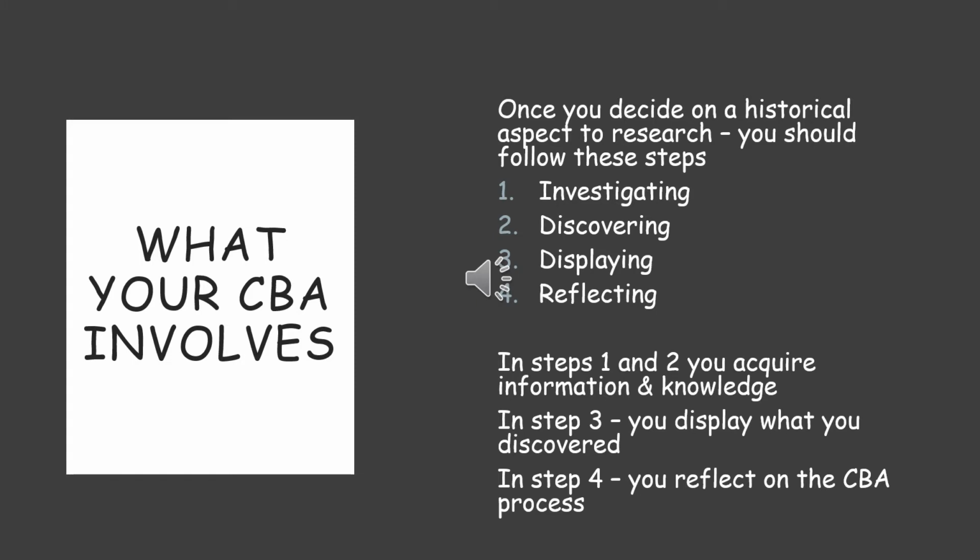So, moving on to what is involved in making the CBA. Once you decide on an historical aspect to research, you will follow these steps. These steps will be spread over the 3 weeks, and they're laid out week by week on the website, beginning the first week with investigating. You will investigate what topic you want to do, and start investigating certain facts you can learn about the topic, from people in your local area, family members, local history, newspapers, anything.